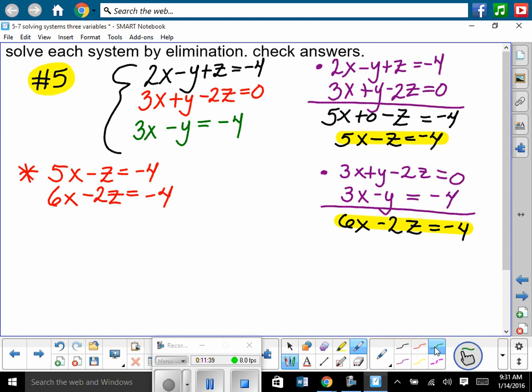So are we good up to here? I need to slow down. Okay, are we all good? So now I'm going to use elimination to get rid of x or z. The z's are going to be pretty easy to get rid of. If I multiply this by negative 2, that'll make that positive 2z's, right? We need it to be exact opposites of each other. So I'm going to multiply by negative 2.